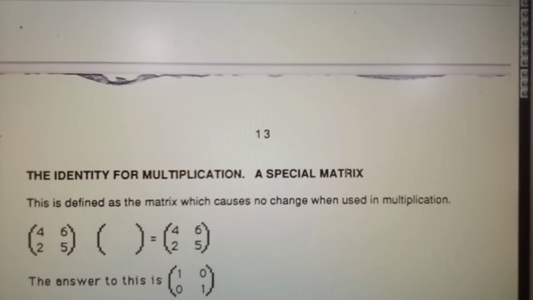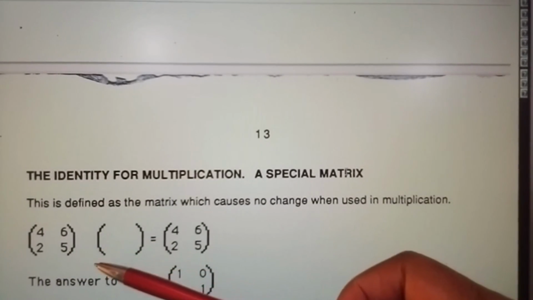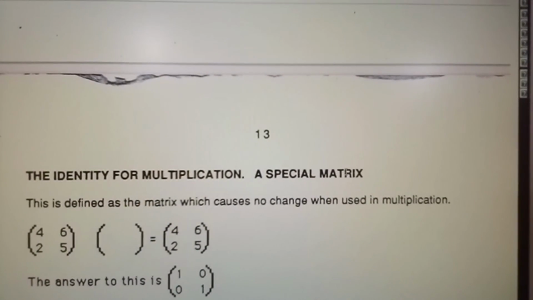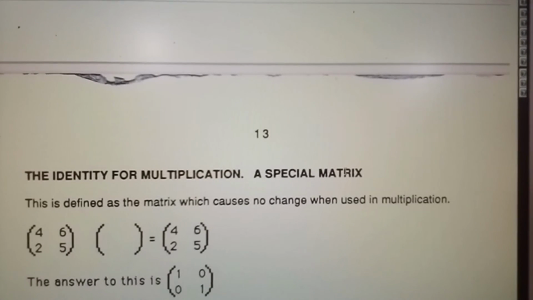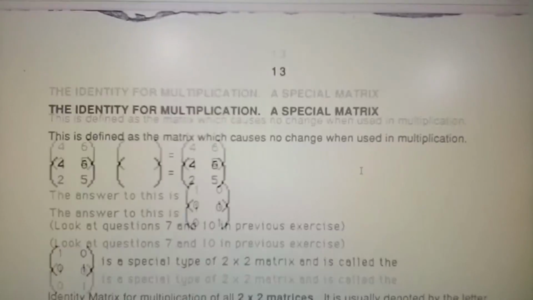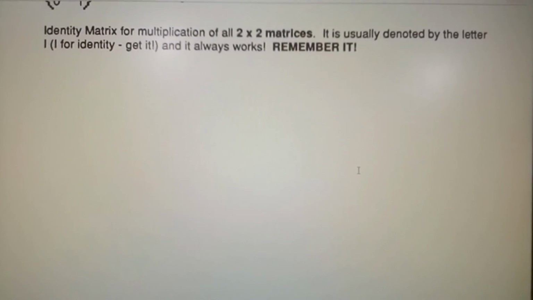And you can see that here, the answer here is 1 and 0. 4 times 1 is 4. And 6 times 0 would be 0. 6 times 1 would be 6. So this is your answer here to get that multiplied out to this. This is your answer here. And again, look for the working out yourselves.